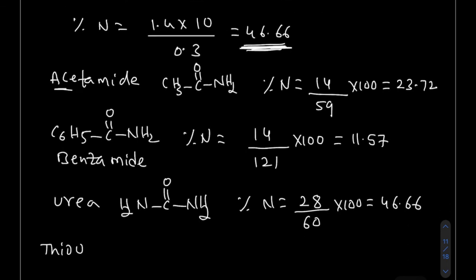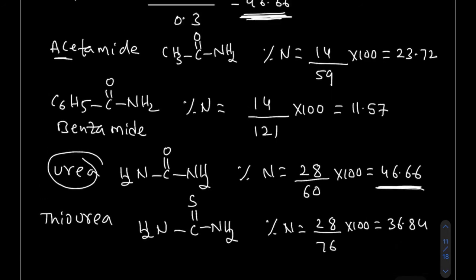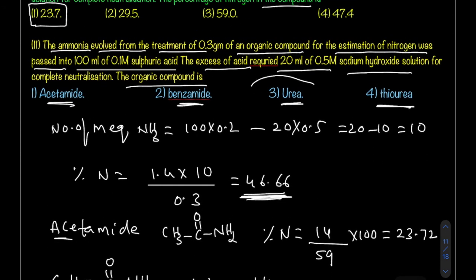And one more, what is the fourth option? Thiourea. Thiourea means here oxygen is replaced by sulfur. Thio means sulfur. Now percentage of nitrogen: how many nitrogens are there? 2 nitrogens are there, 14 14, that is 28. Molar mass will be 76 into 100. So your answer will be 36.84. So your answer should be 46.66. That is urea. So our answer is urea.